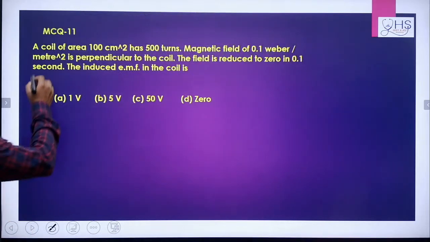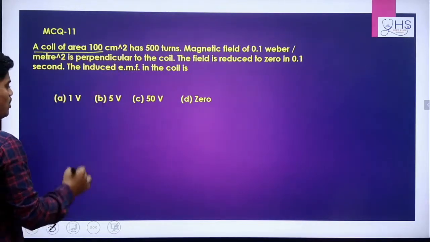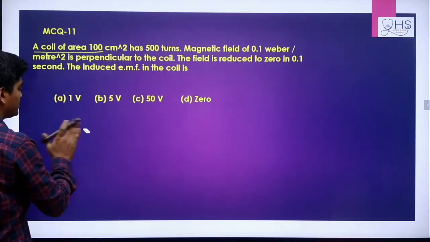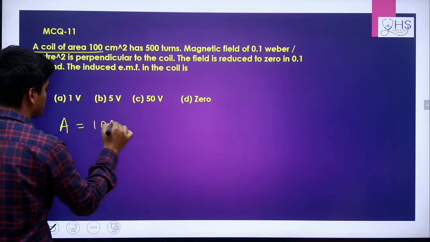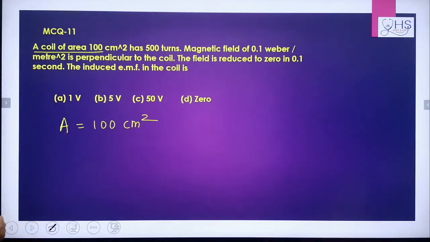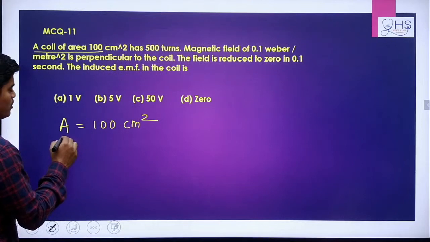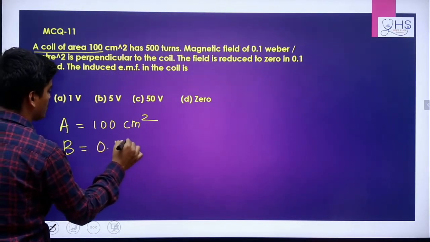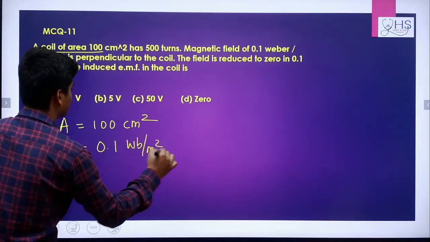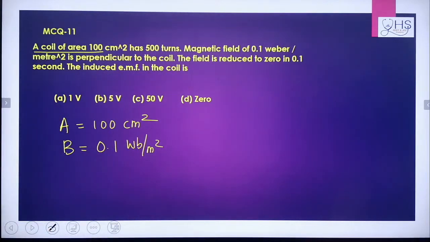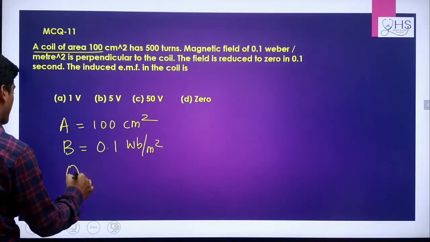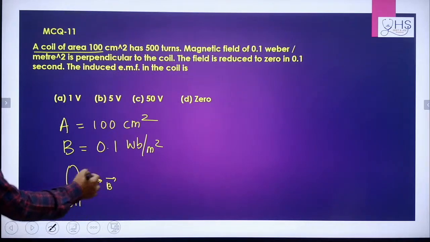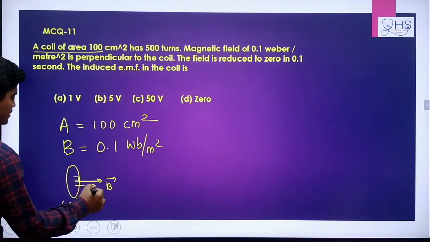Now come to the next question. A coil of area 100 centimeter square. So area is given as 100 centimeter square. Magnetic field of 0.1 Weber per meter square. So B is given as 0.1 Weber per meter square, is perpendicular to the coil. That means the coil and magnetic field are like this. This one is the coil, this is the magnetic field. The magnetic field is perpendicular to the coil. This is your area vector A.